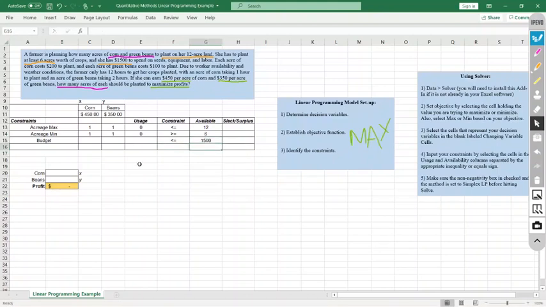Now here's where it changes from our previous scenario, though. We are told that each acre of corn costs $200 to plant, and each acre of green beans costs $100 to plant. So I need to reflect that in my coefficients column. So the amount that's spent on corn for each acre is 200, and the amount that's spent on green beans is 100. But the usage column is going to stay the same, right? Because I'm still just referencing those coefficients and multiplying them by our decision variables. So I can just drag that down, and that's my formula.